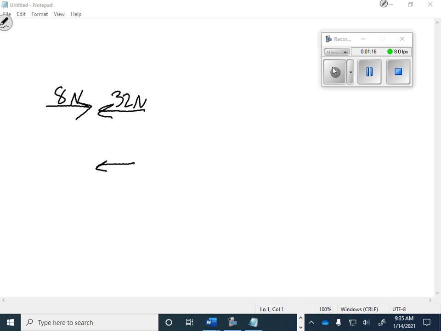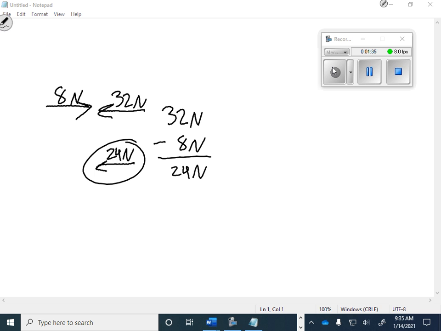In this case, they're opposite directions. So we're going to take the bigger one first, 32 newtons, minus the smaller one, 8 newtons. And we get left over 24 newtons of force. So our answer is 24 newtons of force in that direction.